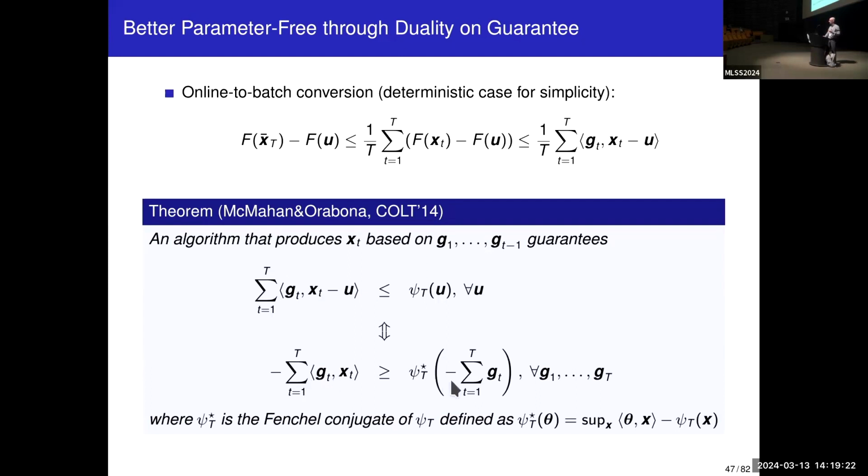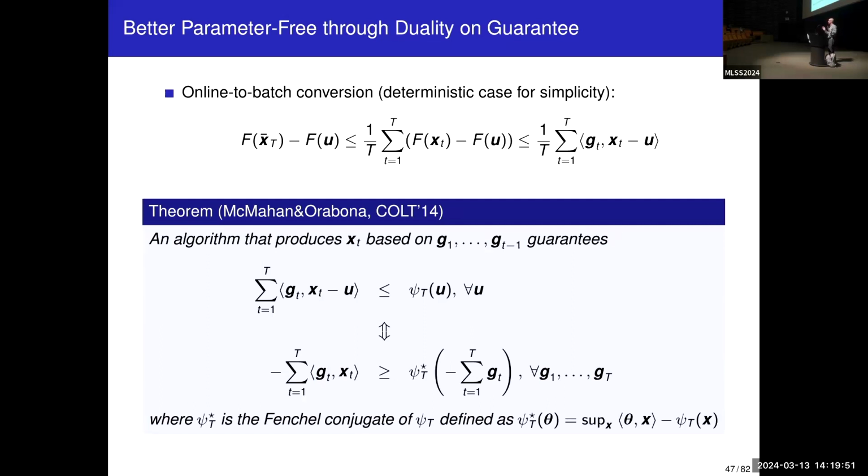This other inequality, there is no U. There is nothing that is unknown in this inequality. Everything is known. The subgradients are known. The x of t are the ones that the algorithm is constructing. Psi star is just the Fenchel conjugate of the function psi that you are trying to prove. So again, it's known. It's something that is given to you. And so in this inequality, everything is known.